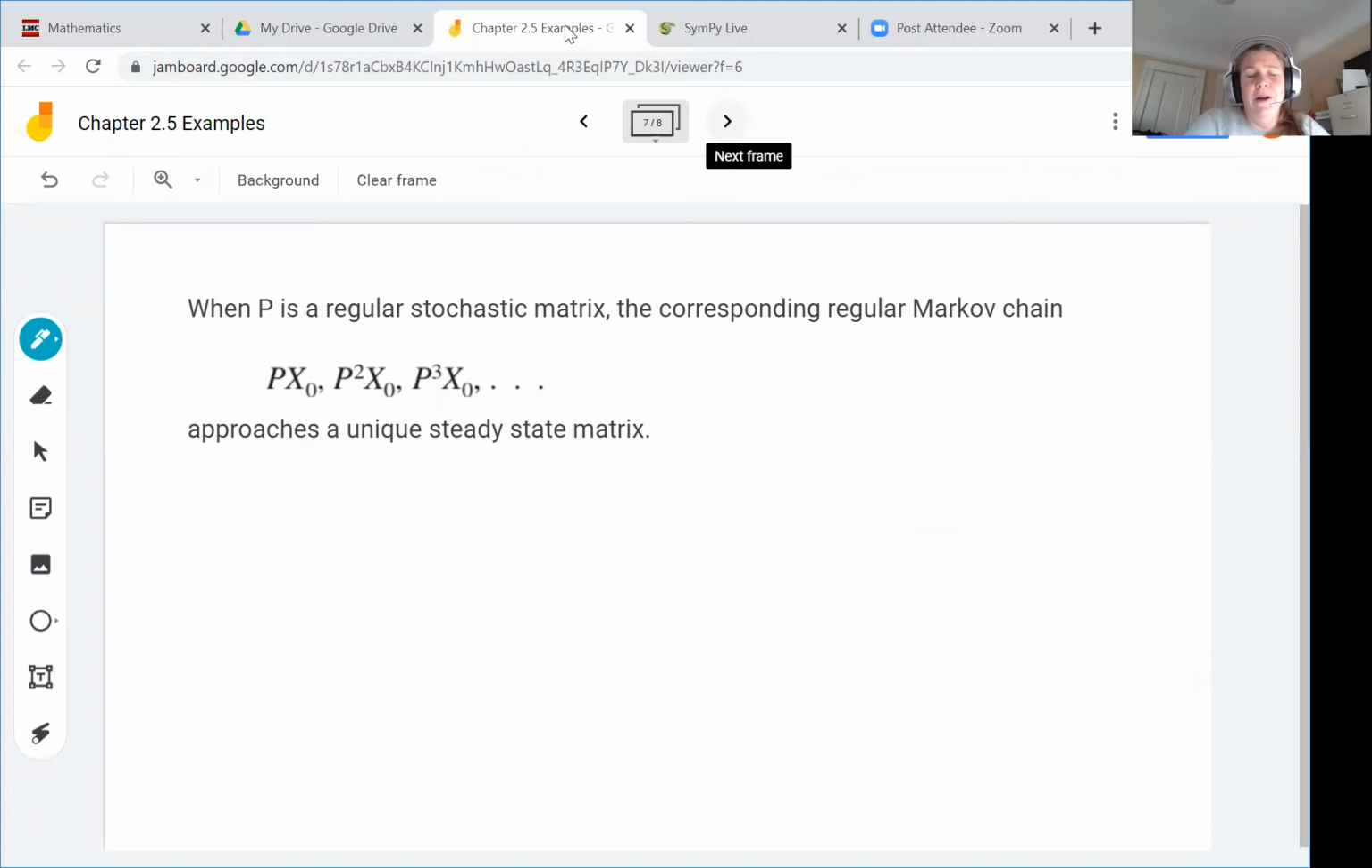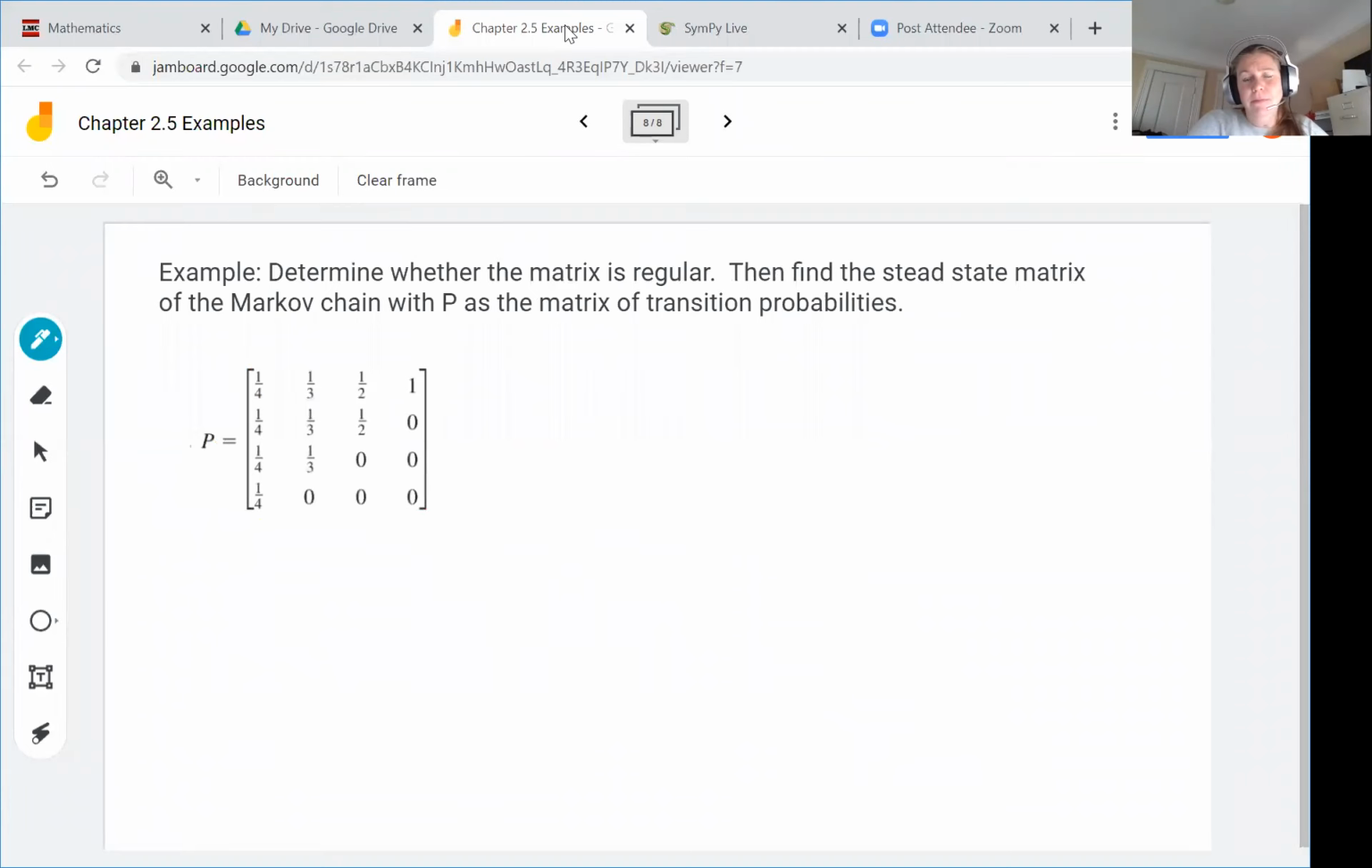All right, now we are told this relationship. We're going to prove this later on when we learn more about eigenvalues, that when P is a regular stochastic matrix, the corresponding regular Markov chain, P times X naught, P squared times X naught, P cubed times X naught, and so on, approaches a unique steady state matrix. So in this example, we're going to determine whether this matrix P given to us here is a regular matrix. And then we are going to find the steady state matrix of the Markov chain with P as the matrix of transition probabilities.